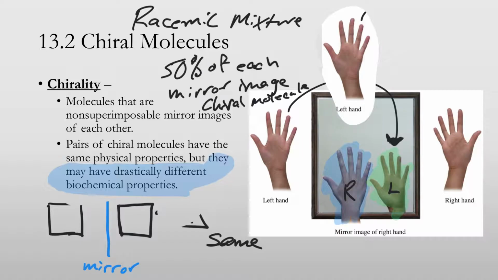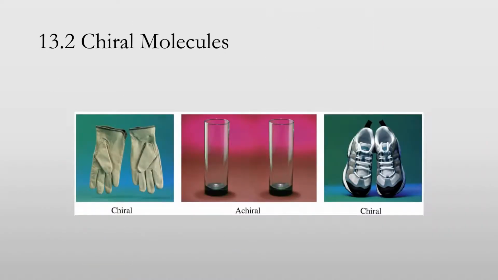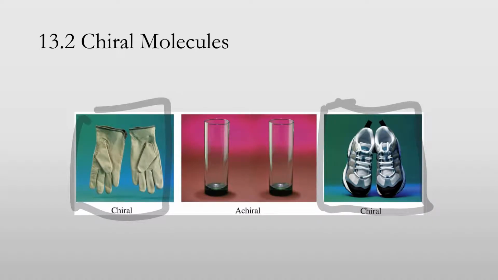Another example is a chemical that has this chirality, where one of the mirror images smells like lemons and another one smells like oranges. I mean, that's not like a huge difference, but they're different nonetheless. The pictures here show two chiral things. You've got the gloves being chiral, you've got your tennis shoes being chiral, but in the center you've got two glasses that are mirror images of each other, but they are achiral because there's literally no difference.